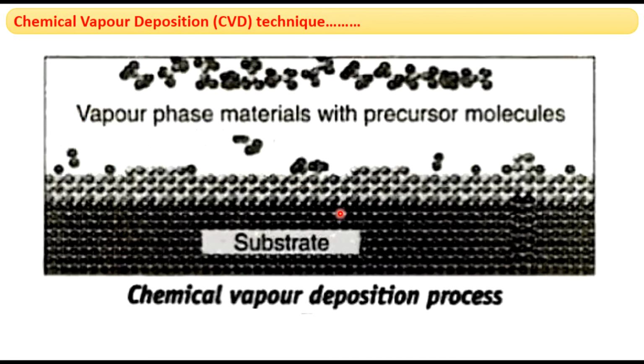You can see in the picture, this is the substrate we have taken on which deposition is done, and these are the vapor phase materials, I mean precursor materials along with the carriers, and now the reaction occurs between the source gases and the substrate, which leads to the formation of deposition layer, and this is the deposition layer formed on the substrate. Okay, this technique is called a chemical vapor deposition technique.